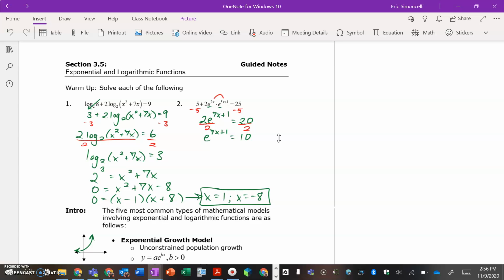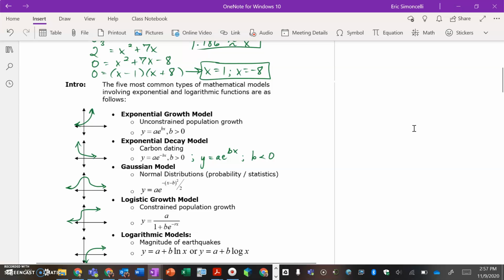Now it just becomes a matter of rewriting it as a natural log or taking the natural log of both sides. I'd rather write it as a natural log, such that natural log base e of 10 is equal to 7x plus 1. Now we can type in natural log of 10 on our calculator. You can then subtract 1 and divide by 7, which gives the final answer: natural log of 10 minus 1, divided by 7, and 0.186 is the final answer. Let's move on to the intro for today.